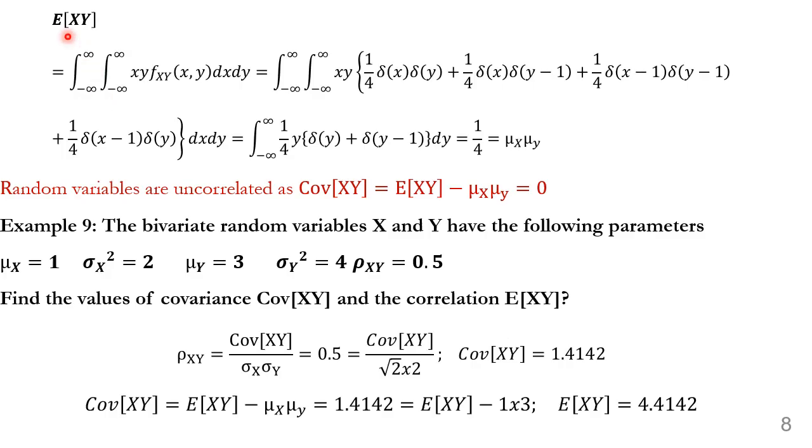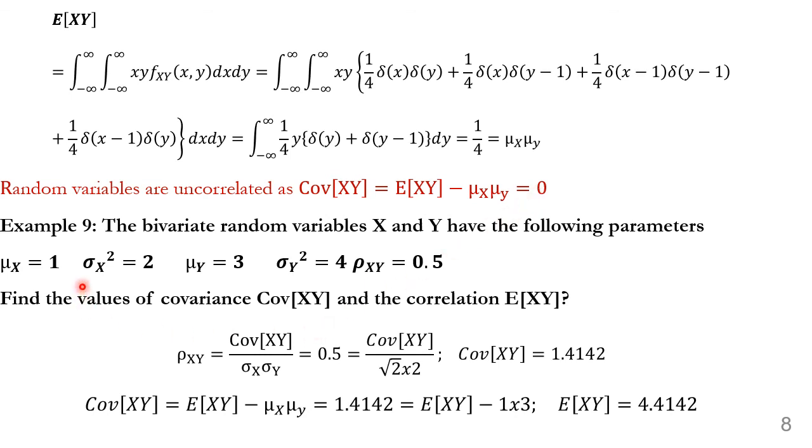Next step is to find the expectation of xy, and we know the equation. It is the double integral of xy times the PDF, dx dy. When we simplify this, we get the answer as 1 by 4, that is equal to mu x mu y. We also know that covariance of xy is defined as expectation of xy minus mu x mu y. In this case, expectation of xy is mu x mu y, so they get cancelled out. Covariance of xy becomes 0. With this, we can say that the random variables x and y are uncorrelated.